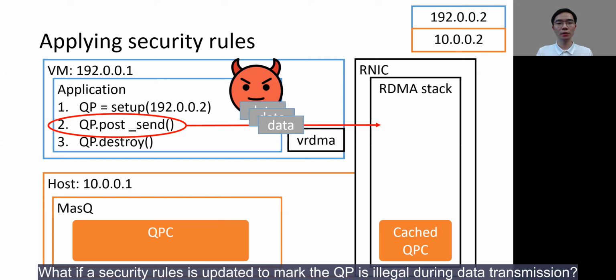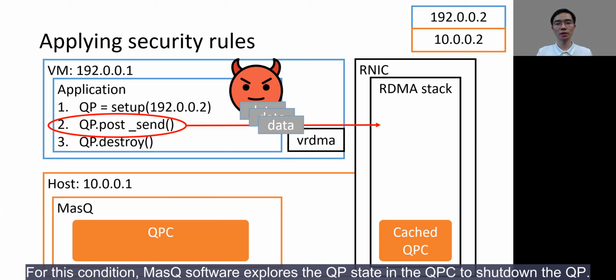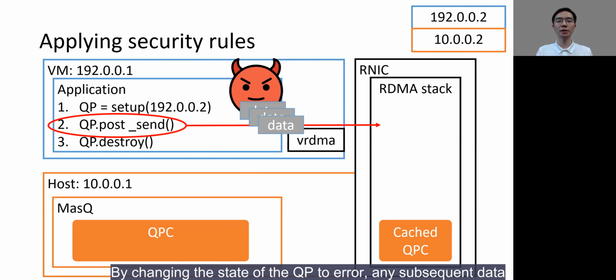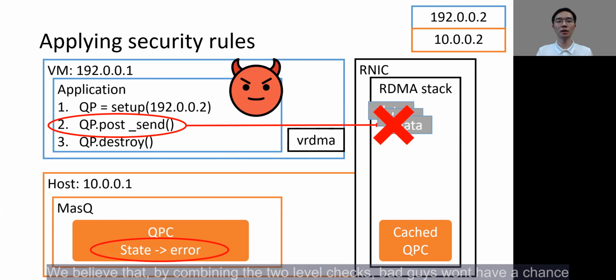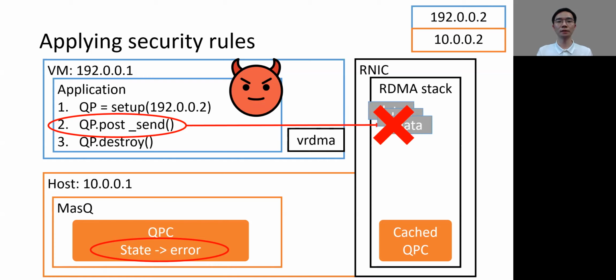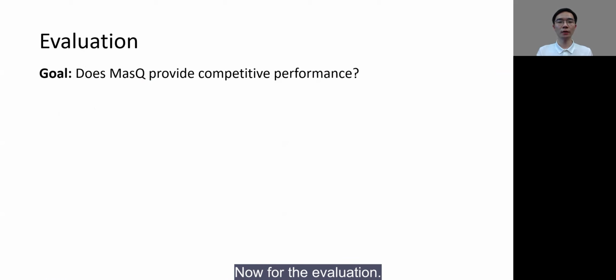What if a security rule is updated to mark the QP as illegal during data transmission? For this condition, MasQ software exploits the QP state in the QPC to shut down the QP by changing the state of the QP to error. Any subsequent data sent from the application will be dropped by the RNIC. We believe that by combining the two-level checks, bad guys won't have a chance to inject their traffic into the network. Now for the evaluation.